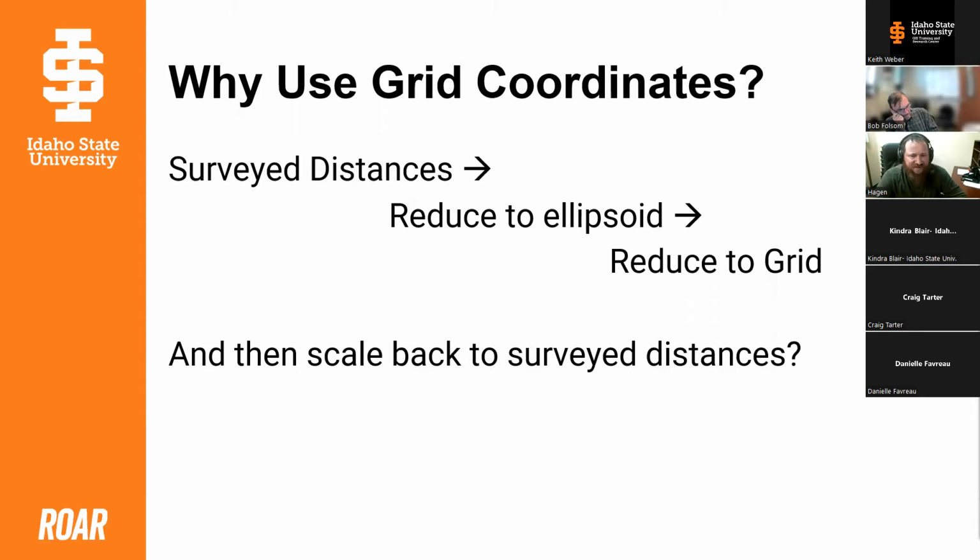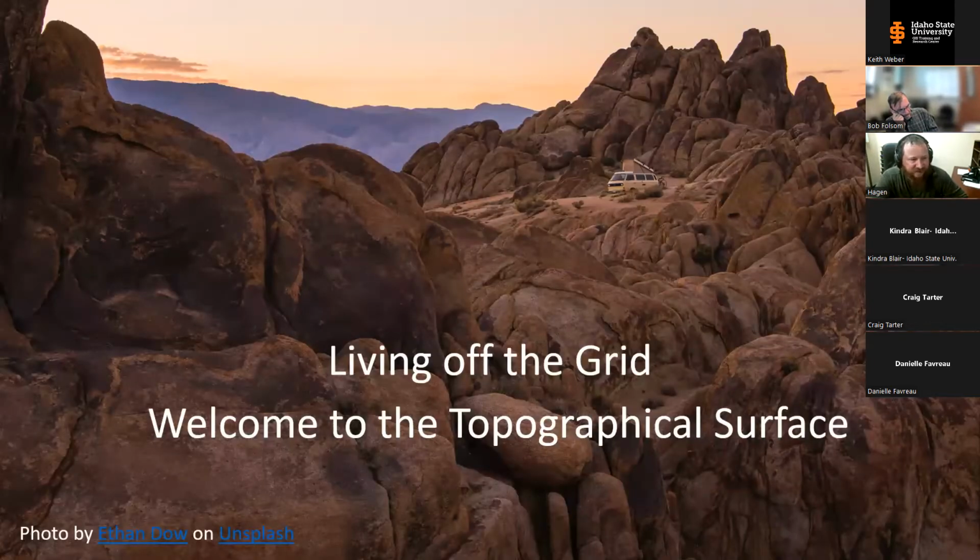Because the fact is that none of us lives on the grid. We're all living off of the grid up here on the topographical surface, as a geodesist might call it. And because we do that, we have to go through this conversion process of getting back from the grid to the topographical surface. That's the foundational problem of the grid to ground conversions.